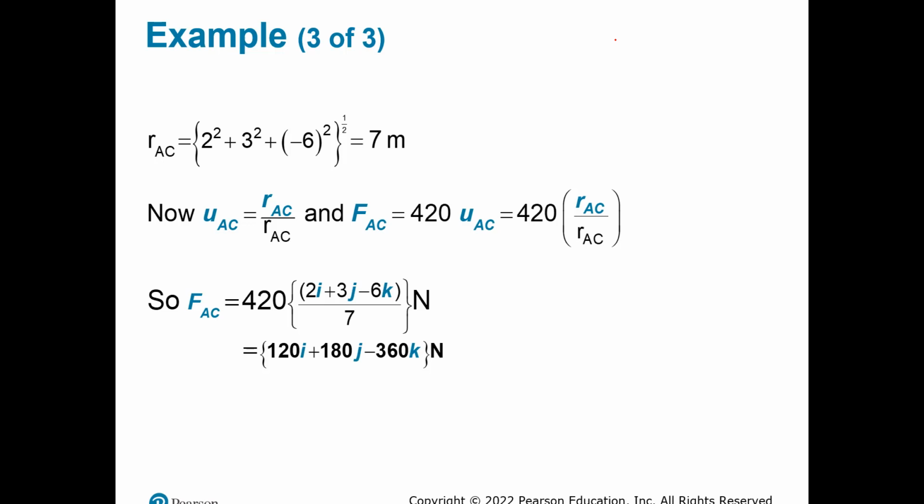Now that I have RAC that was calculated before, I have that the magnitude is equal to 7 meters. If I use the equation as I was telling you before, we know that UAC is equal to RAC as a vector over its magnitude, and now I will plug that in here. Since I already have everything, I will just solve for FAC, and now we'll get the vector in Cartesian form. That's it, and then I get the result.